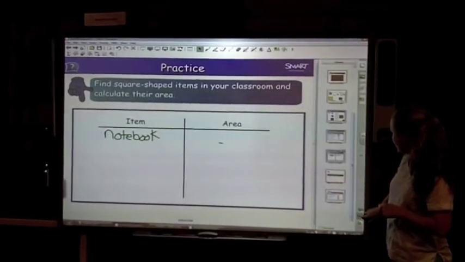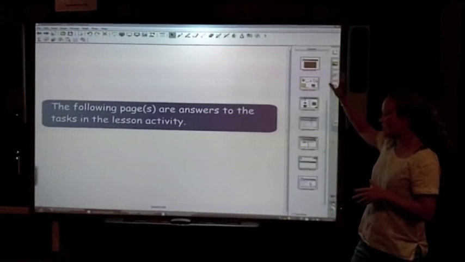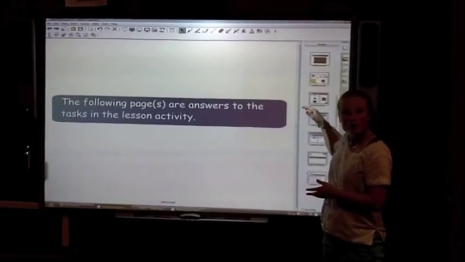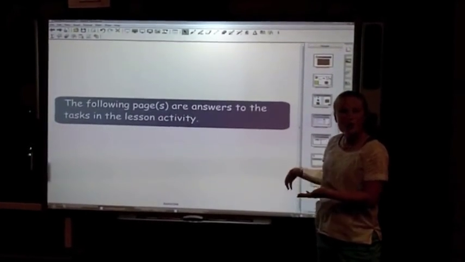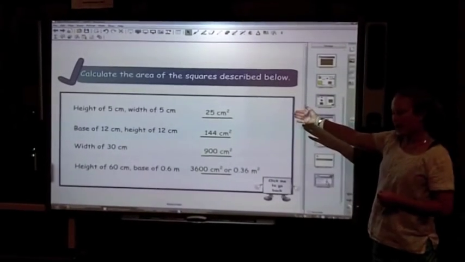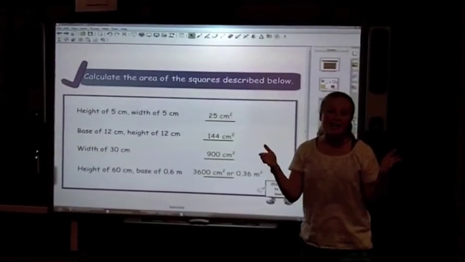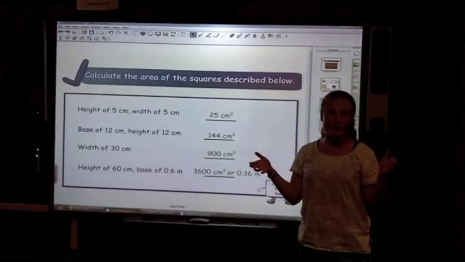The next slide that this comes with is the following pages are answers to the activities above. So if your students did those on their own, you could go through the answers with them on this page, and it shows different answers to things that we did before. So that is a lesson in a box straight out of Smartboard.